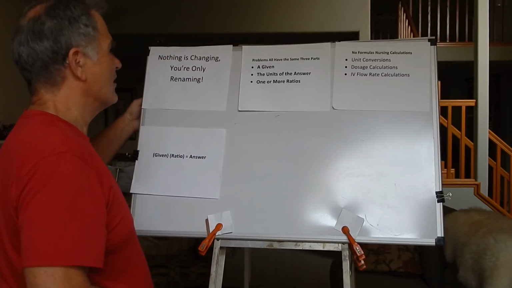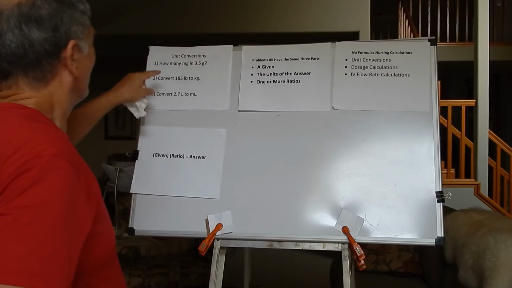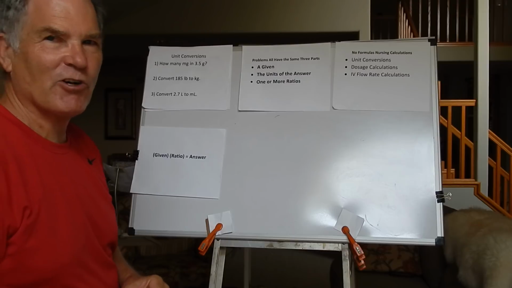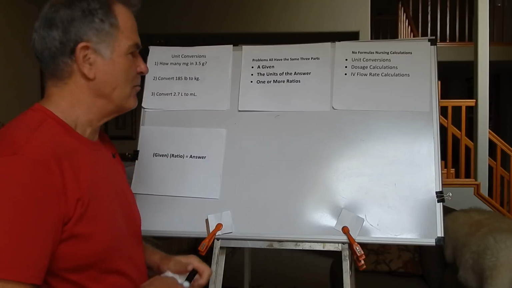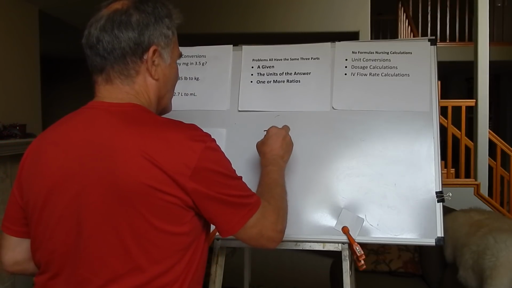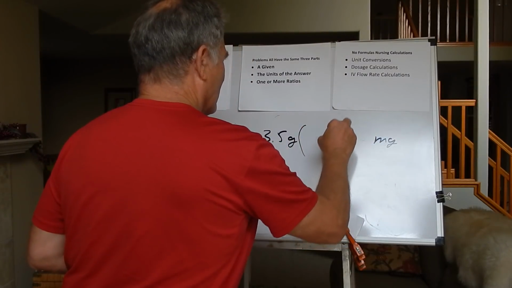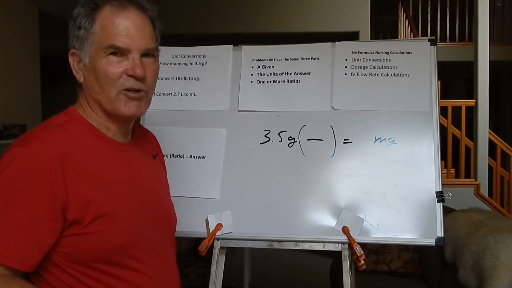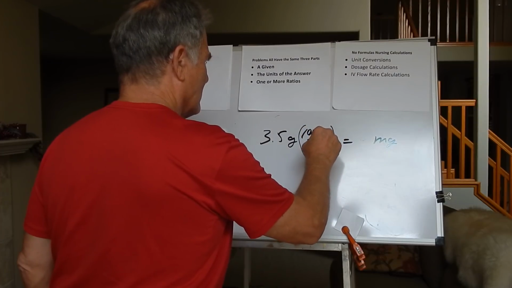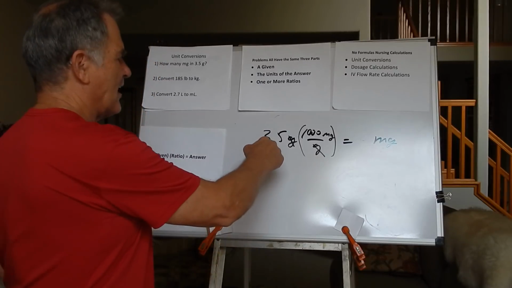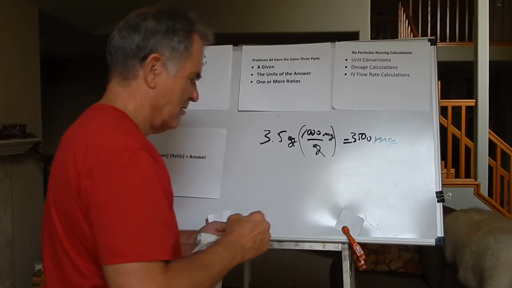Let's go ahead and do some unit conversions. First one, how many milligrams in 3.5 grams? They're giving you 3.5 grams and asking you how many milligrams. So you have 3.5 grams equals blank milligrams. We know that there are 1,000 milligrams per gram, so the grams cancel out. You have 3.5 times 1,000 milligrams equals 3,500 milligrams.